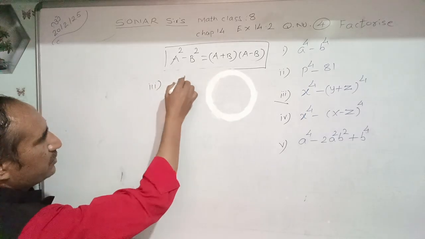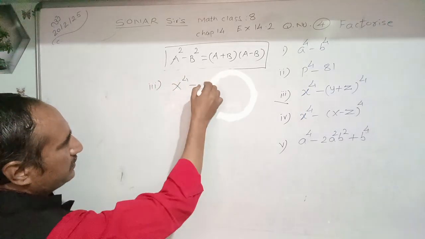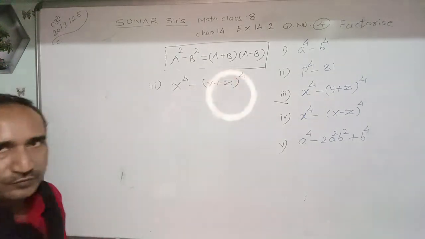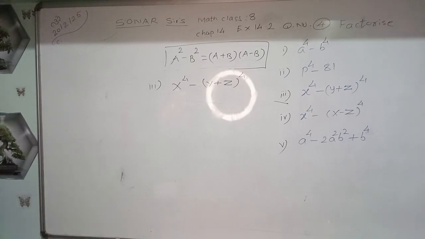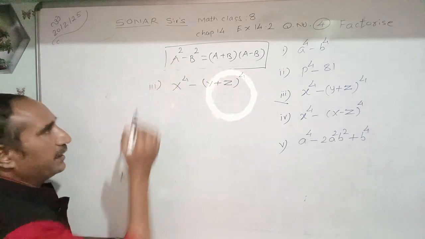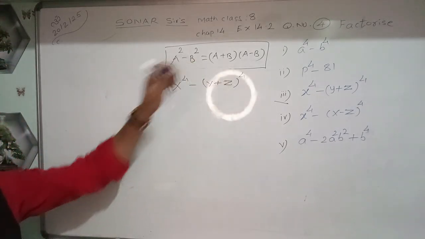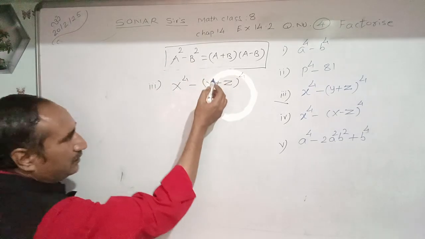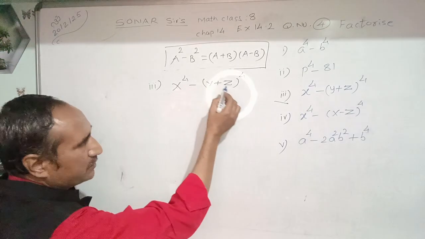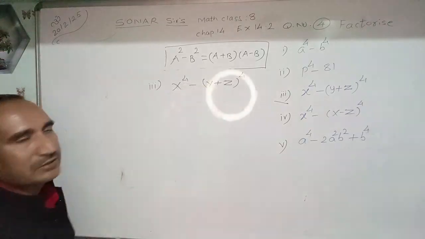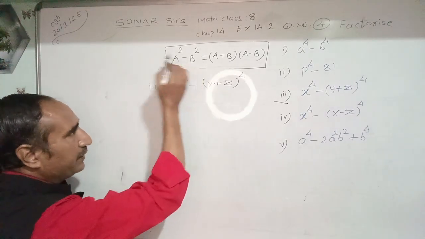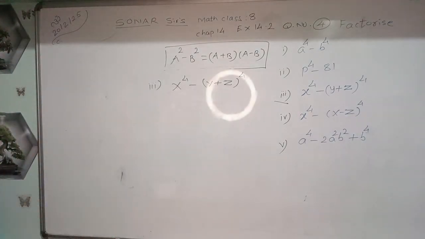Here x raised to 4 minus (y plus z) power raised to 4. Now why are we denoting these terms by capital A and B? Because the whole bracket is now with the letters y and z. It may be the letters in small form a and b also. Just because of that we are using capital A and B.